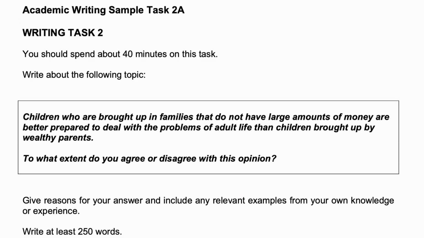So the writing task we have here today is a pretty standard IELTS style question, and it reads: children who are brought up in families that do not have large amounts of money are better prepared to deal with the problems of adult life than children brought up by wealthy parents. To what extent do you agree or disagree with this opinion?